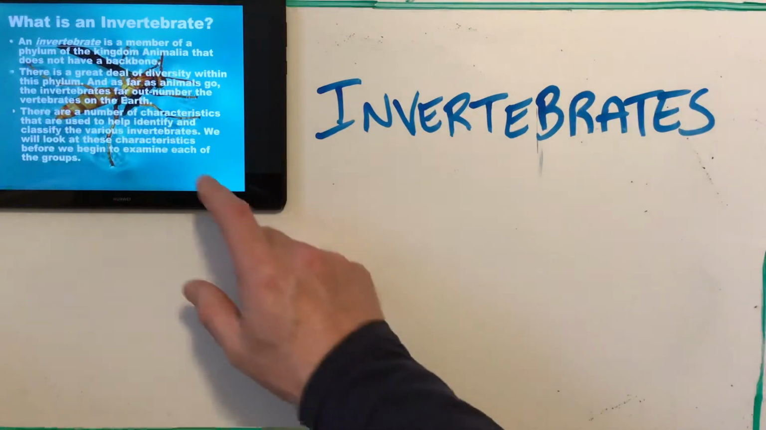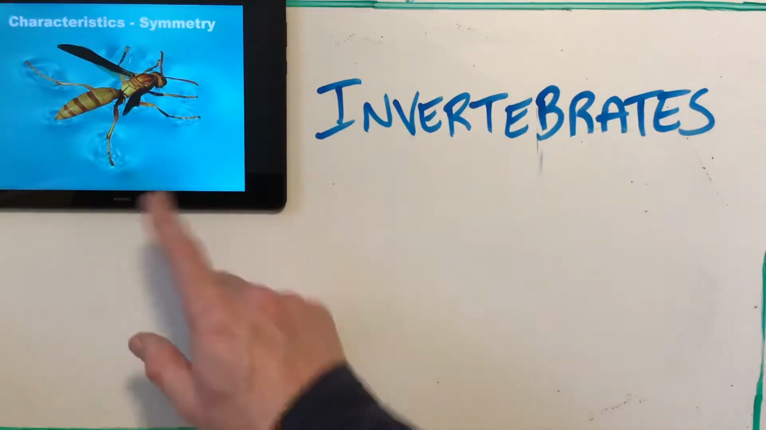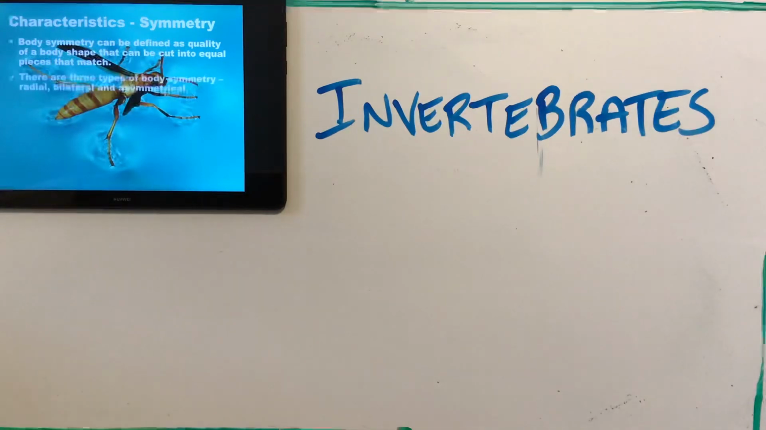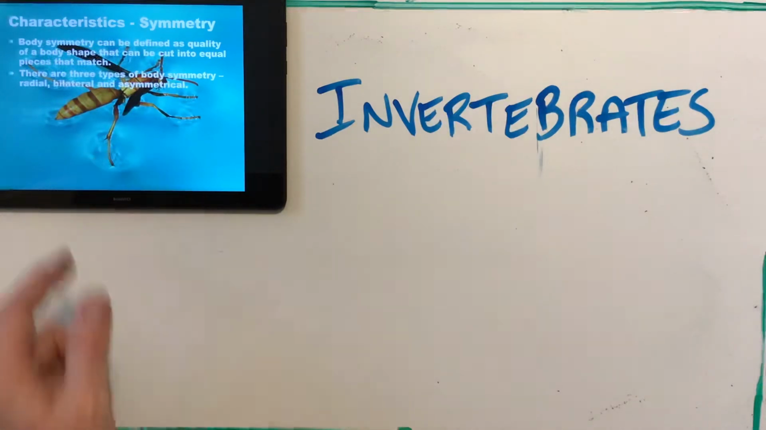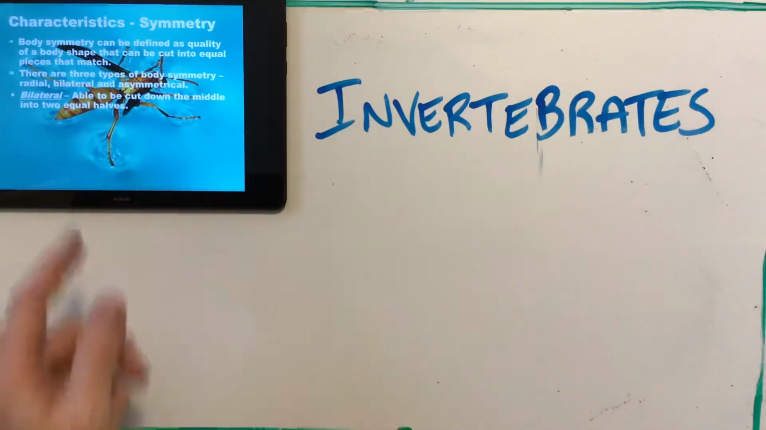So let's start looking at some of the identifying characteristics before we get too deep into the groups. The first one is symmetry. Symmetry is basically how many equal pieces that thing can be cut into, theoretically. There are three types of body symmetry: radial, bilateral, and asymmetrical. Bilateral, that's like us. If you took a sword and cut someone in half, right down the middle, you'd have two equal halves that look a lot like each other. One would be the mirror image of the other.